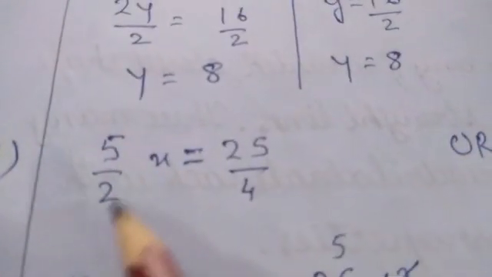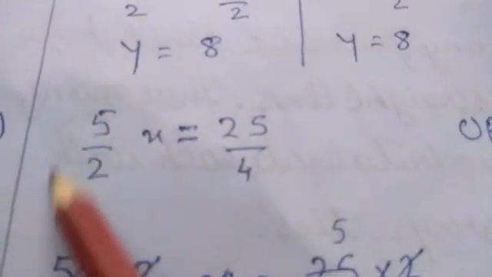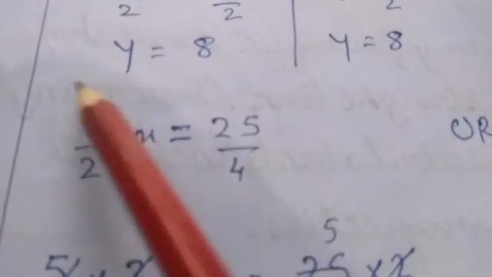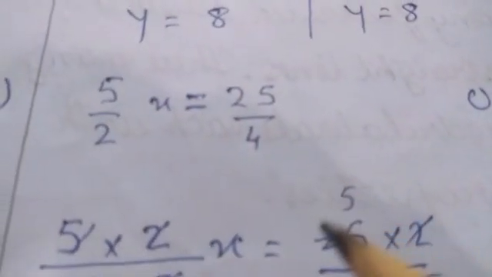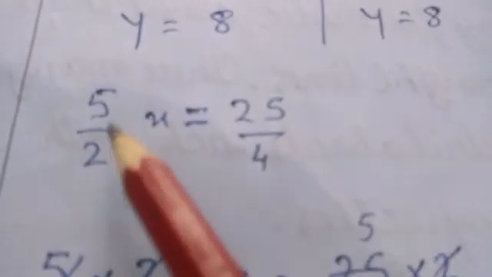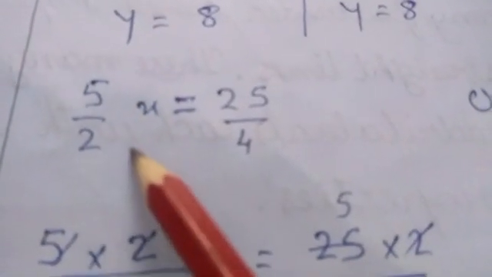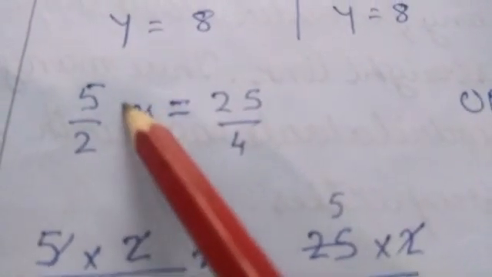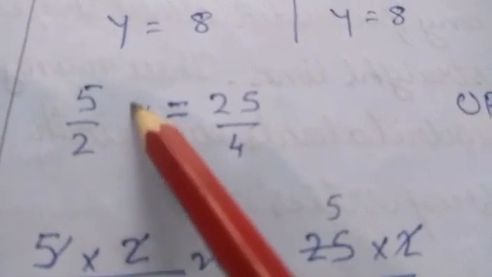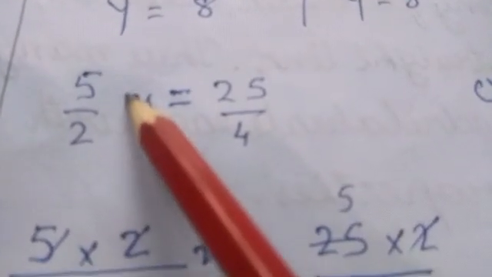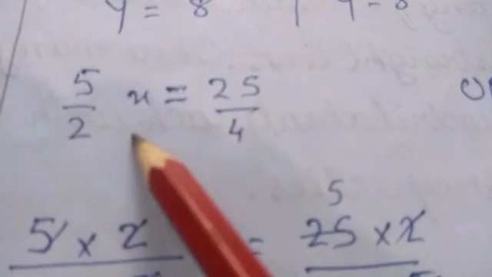F part is 5 by 2 x is equal to 25 by 4. Now what I have to do, I have to remove this 5 by 2. Once I remove this 5 by 2, easily I will get the value of x. So how can I remove this 5 by 2? I have to divide here by 5 and here I have to multiply by 2. So multiply by 2 by 5.